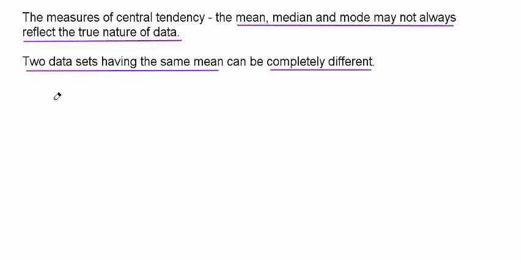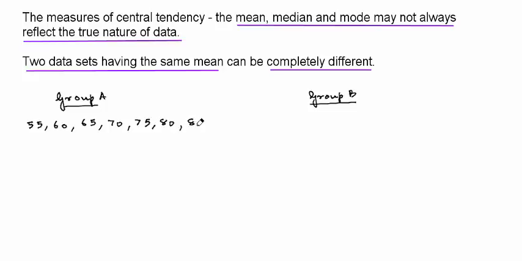For example, two data sets having the same mean can be completely different. Consider this. Let's have two groups of students, Group A and Group B, and each group has, let's say, 9 students. Let's also say that the test scores of the students in Group A are something like 55, 60, 65, 70, 75, 80, 85, 90 and 95. So we have 1, 2, 3, 4, 5, 6, 7, 8, 9.